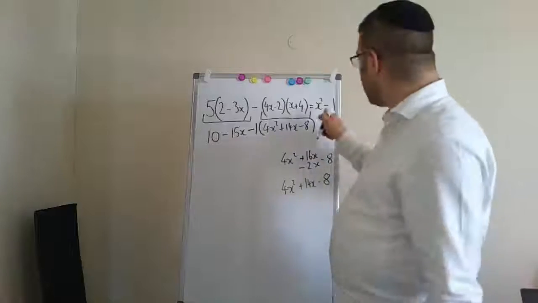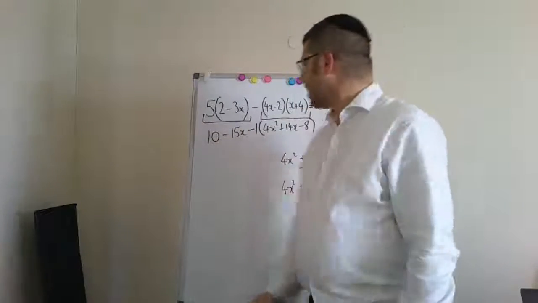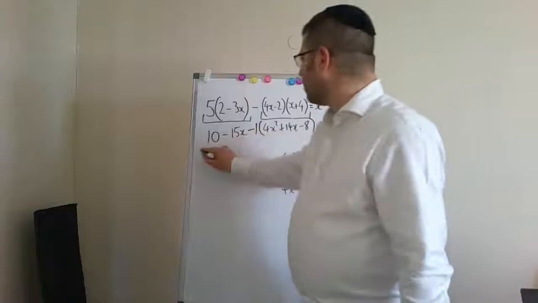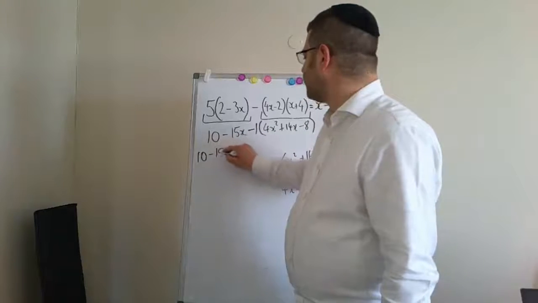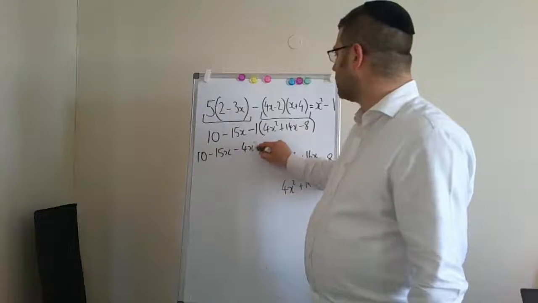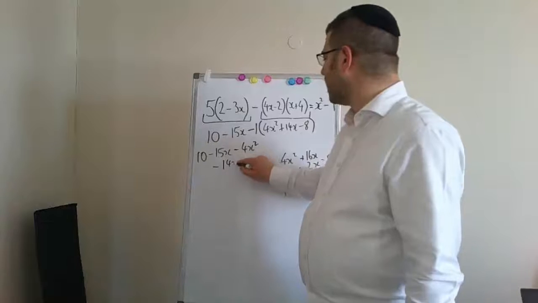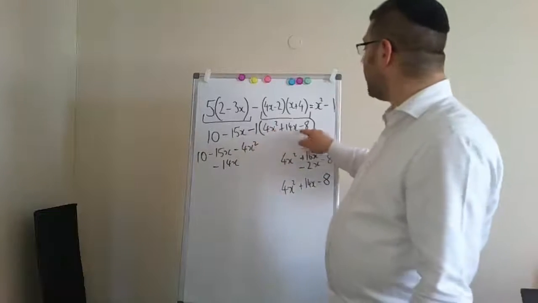Now, you might think I've ignored this. For now, I have ignored it. I'm going to bring it back in a minute. So now let's just keep on going with this. So we've got 10 minus 15x. Minus 1 times 4x squared is minus 4x squared. Minus 1 times plus 14x is minus 14x. Minus 1 times minus 8 is plus.